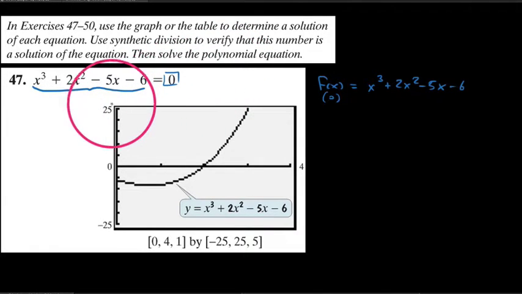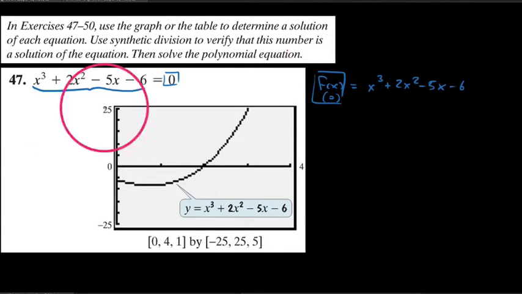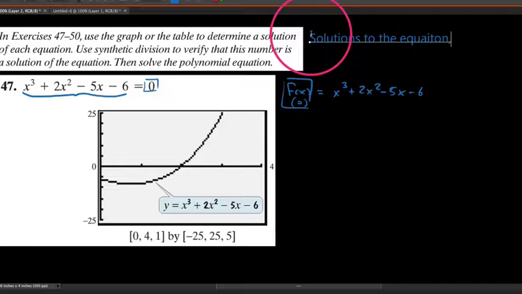So again, our focus is on the fact that anything that causes this equation to be true really are just x values that cause our y value to be equal to 0. So that is to say that solutions to a polynomial equation, or solutions to the equation, are the x-intercepts of its graph.